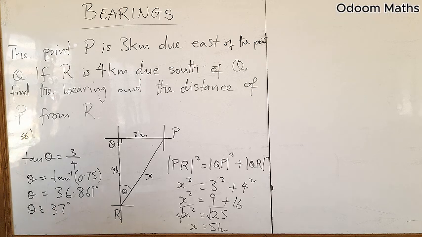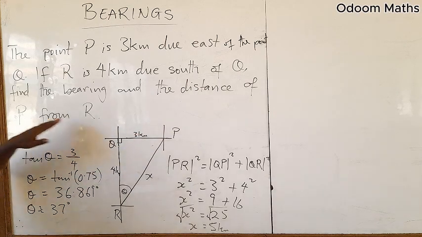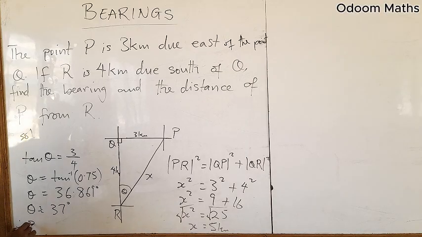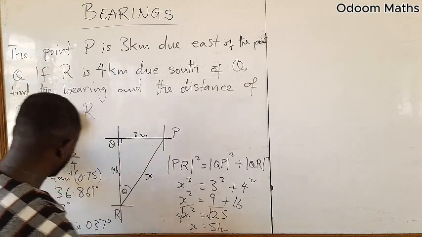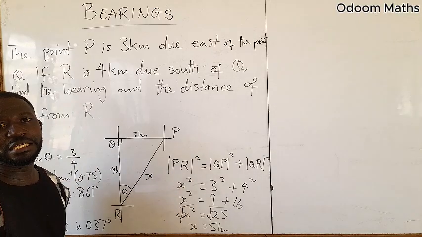So therefore, we are not done with the answer. The bearing of P from R is 037 degrees. Please, this answer is very, very important. Then we talk about the distance. The distance is 5 kilometers. The bearing is 037 degrees. Let's get another example and see how we can deal with it.